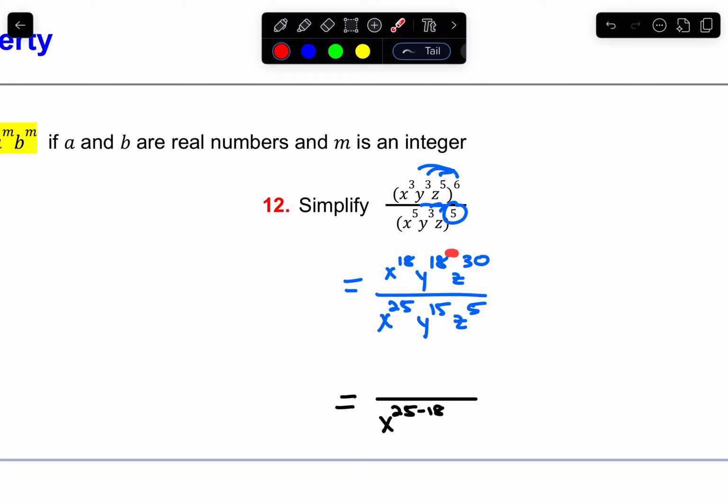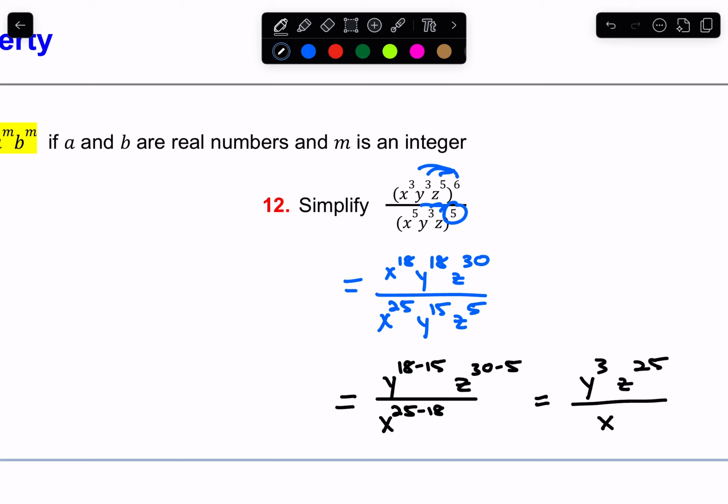For the y variables though, I have 18 on top and 15 on bottom. Since 18 is bigger, I want to move the y to the 15 up. So I'll end up with y to the 18 minus 15 on top, because if I moved the y to the 15 up it would become negative 15 as my new exponent. For the z's, I have 30 on top and 5 on bottom, so I'm going to move the z to the 5 up, and I'll do z to the 30 minus 5 on top. So again, we're just trying to keep the exponents positive, so you move it in the direction that results in a positive exponent.